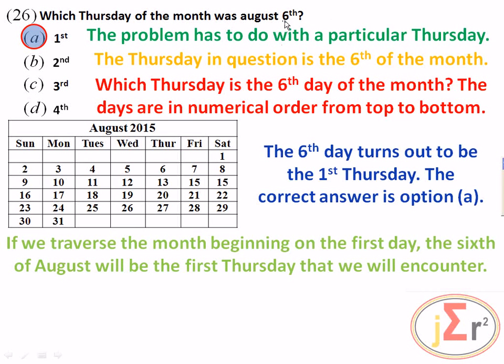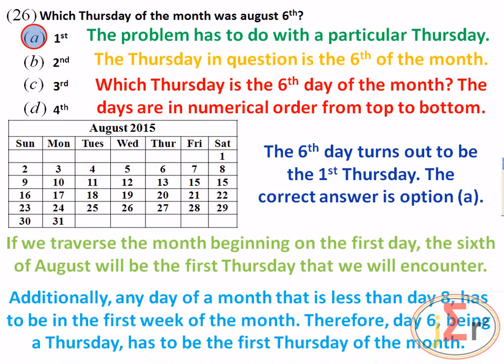So we are focusing on August 6th. And if we begin at the first day and we continue until we get to August 6th, let's see what will happen. Is there any other Thursday that we encountered before we got to the Thursday of the 6th? No. There's no other Thursday that we encountered before, and there's a reason for that we'll discuss in a few seconds. Therefore, the 6th has to be the first Thursday of the month. Additionally, any day of a month that is less than day 8 has to be in the first week of the month. Therefore, day 6, being a Thursday, has to be the first Thursday of the month.